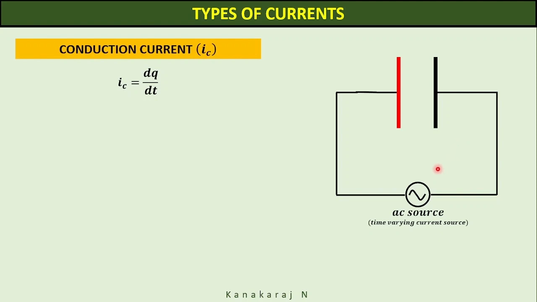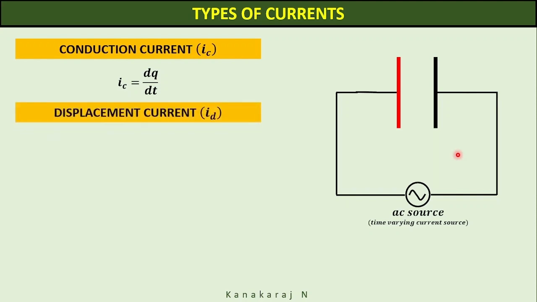He said that the current from one plate to another plate is possible because of the change in electric field with respect to time. So he called that current displacement current, ID. Here, as the magnitude and direction of the alternating current continuously change periodically, the electric field changes continuously. The change in electric field is responsible for the conduction of current from one plate to another plate.